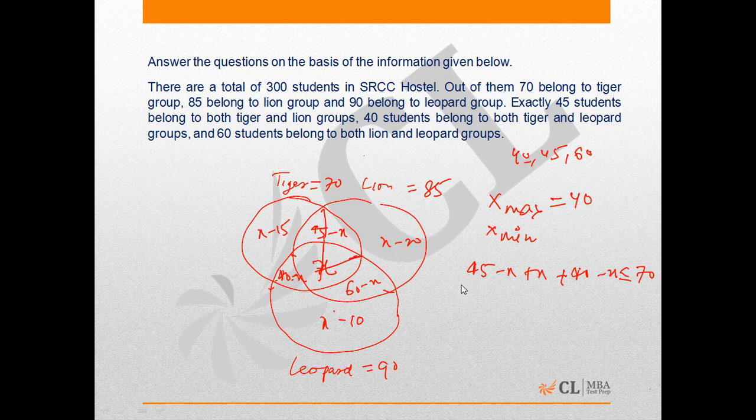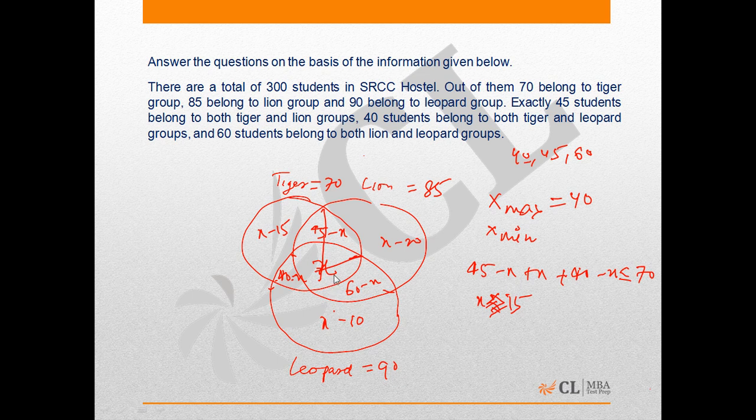as this whole region along with X minus 15 is equal to 70. So the sum of 45 minus X plus X and 40 minus X has to be less or equal to 70. From here we get X greater or equal to 15.